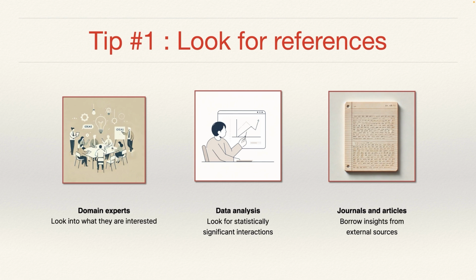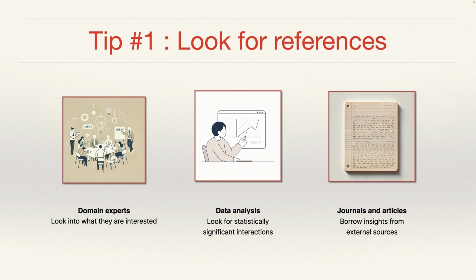And the second source of reference would be data analysis. These will be just looking into the data set that we currently have, and we need to come up with some grounds when selecting or choosing some kind of hypothesis. So we should choose columns that are statistically significant and also choose interactions that are also statistically significant. But if we have domain experts or the third source, which is journals and articles, this data analysis will be the last resort.